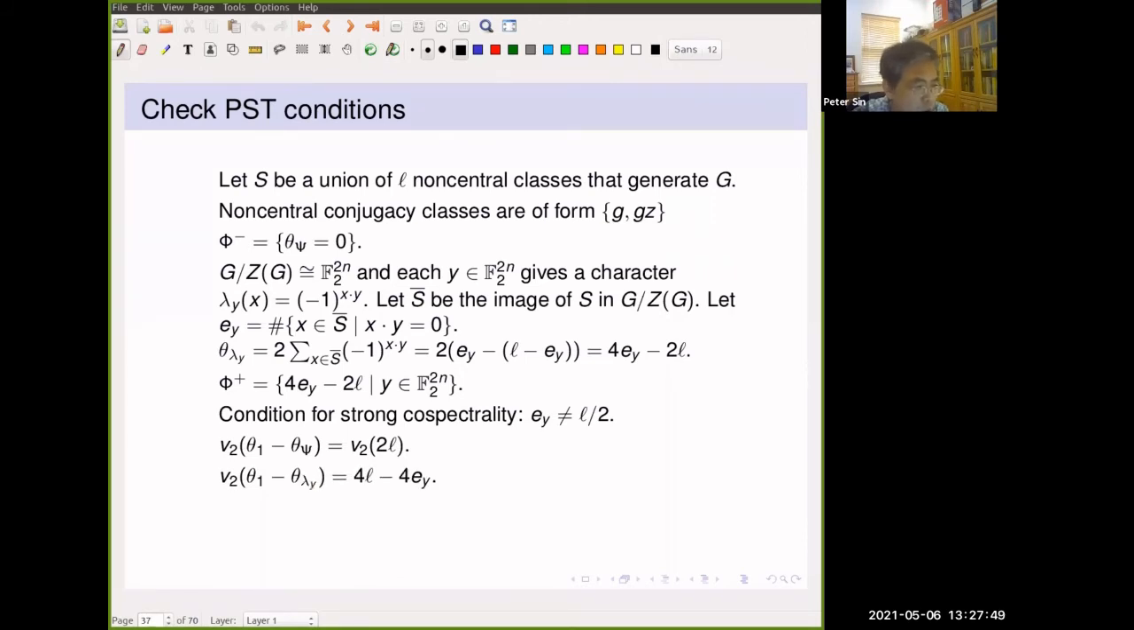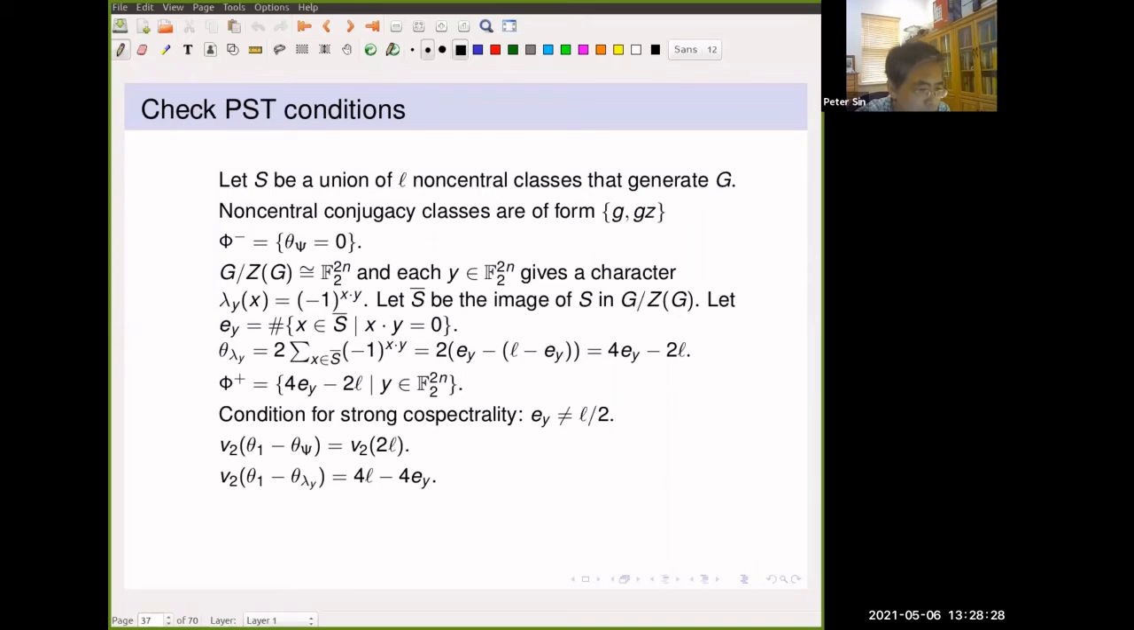And for the y's, the valuation of theta 1 minus lambda y, well, again, it's just 2L minus 4e minus 2L, so it's 4L minus 4e_y, right? So what we want is for the valuations in phi minus to be the same. Well, that's going to be trivially true because there's only one element in phi minus, and so it's the valuation of 2L. And we want the valuation of the things in phi plus to be bigger than the valuation of 2L.